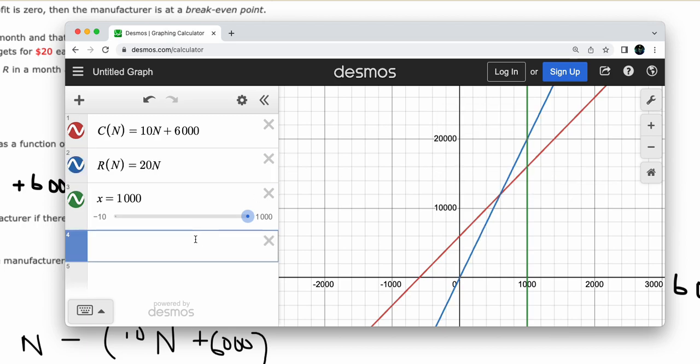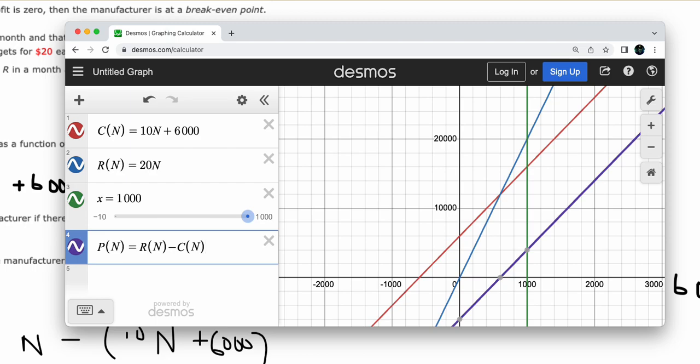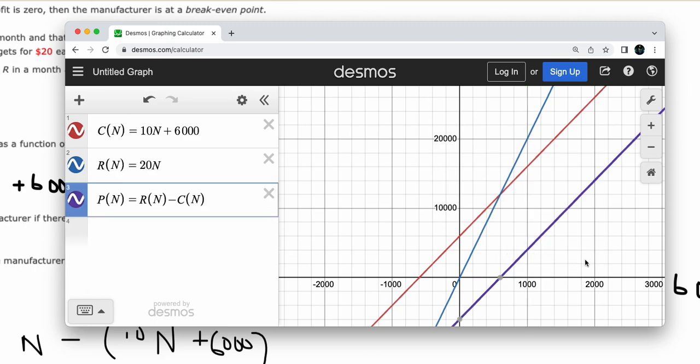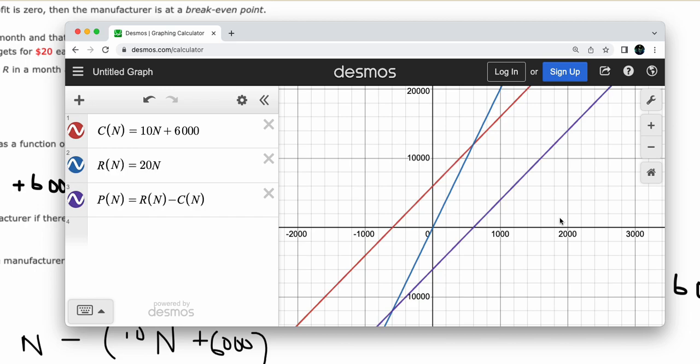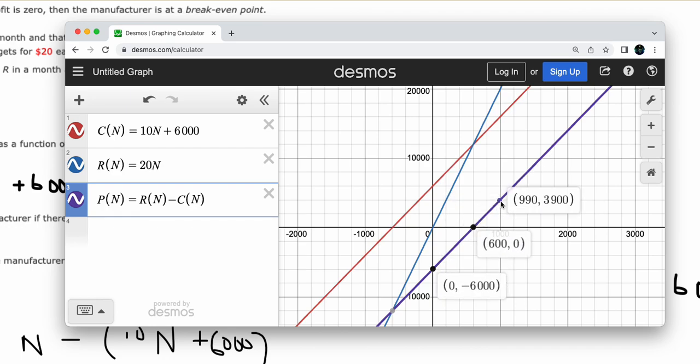We can also graph our profit function as well. And this is where we just subtract the revenue minus the costs. So the purple here represents the profit for the company. As we can see, if they make 0 units, they would have a loss of $6,000. That wouldn't be good. If they were to make 600 units, that would let them break even. If they were to make 1,000 units, then they would make $4,000. So if the profit is negative, that's bad for them. If the profit's positive, it's good for them.